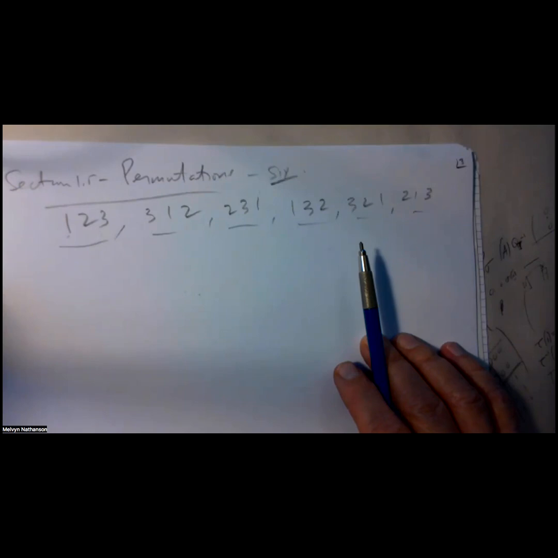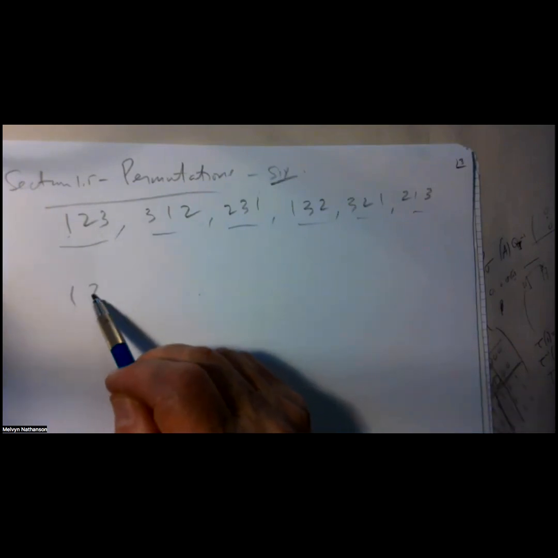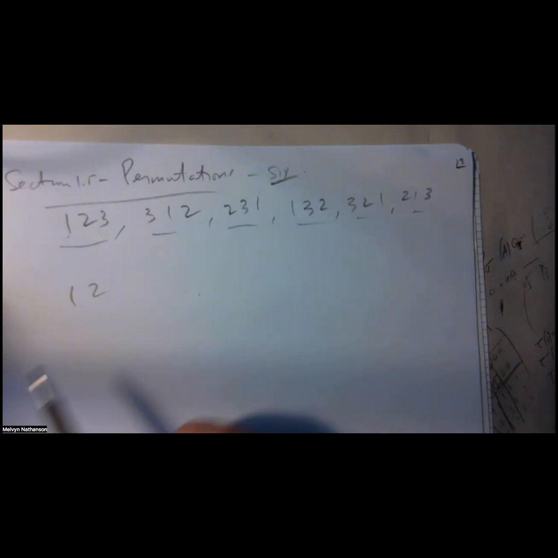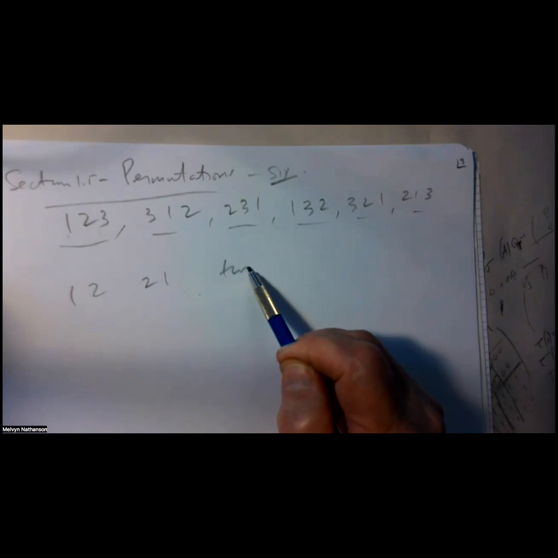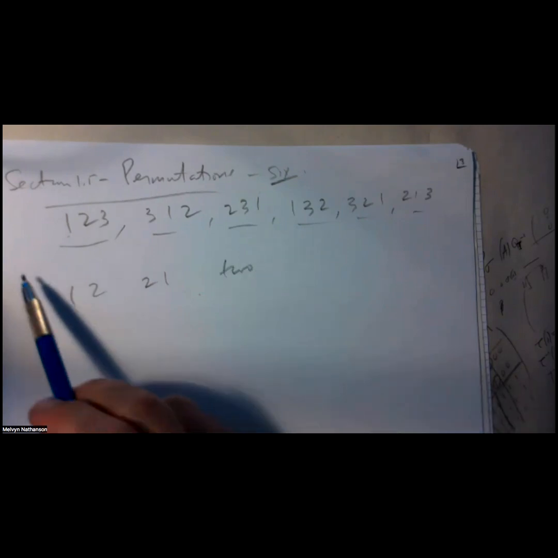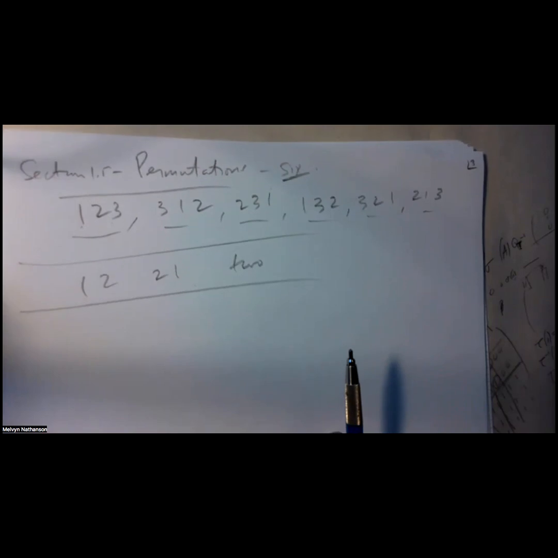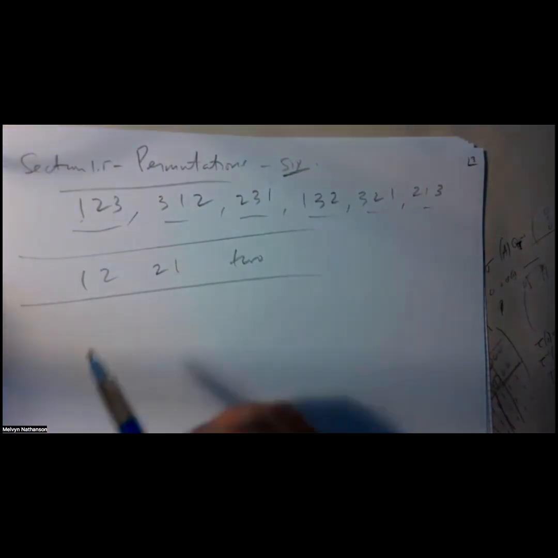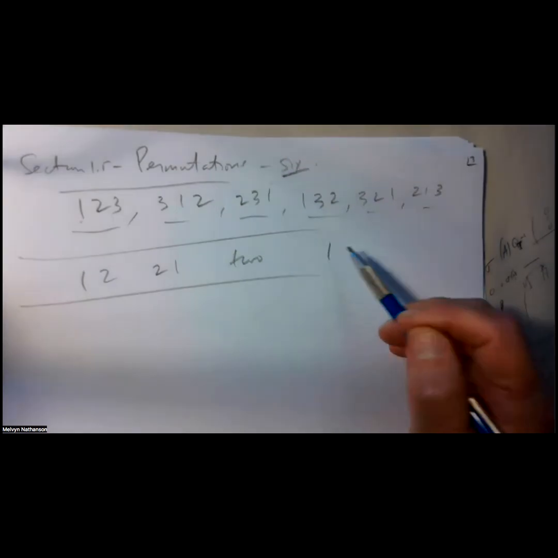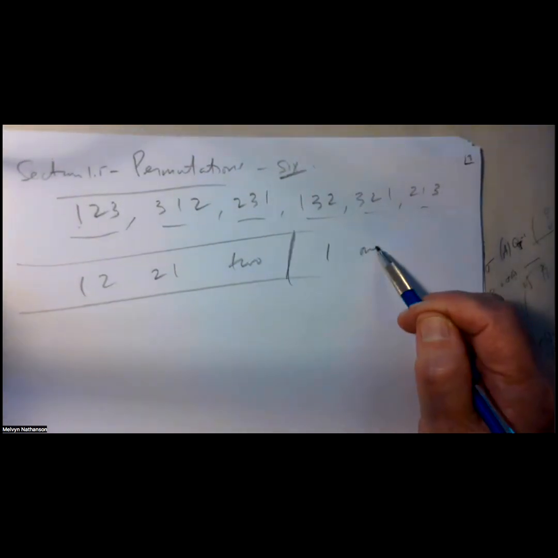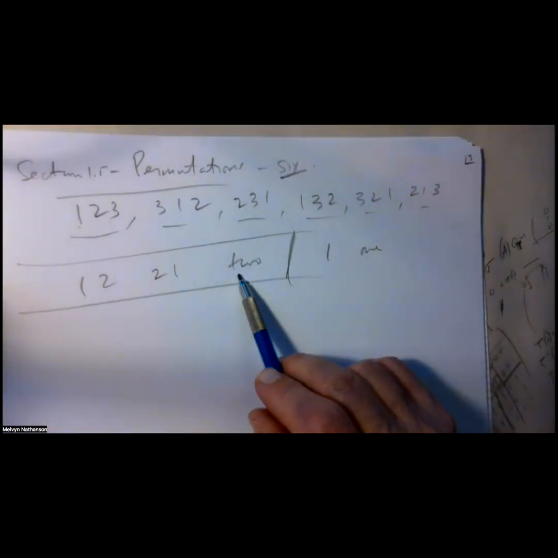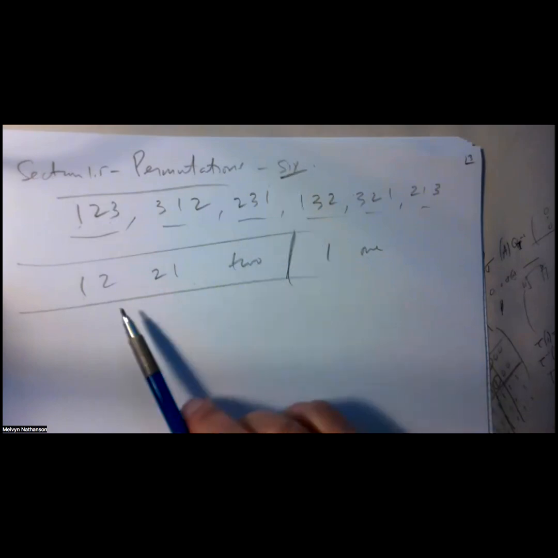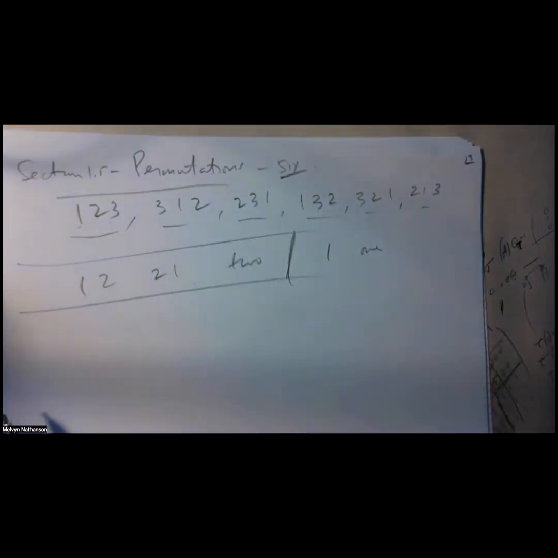Suppose you only had 2 objects, 1 and 2. There's only 2 ways to write them down in order. You can either write 1, 2 or 2, 1. So in this case, there are just 2 ways to do it. Of course, to make it even easier, if you only had 1 number, there's only 1 way to do it. There's only 1 permutation of 1 object. There are 2 permutations of 2 objects. There's 6 permutations of 3 objects.